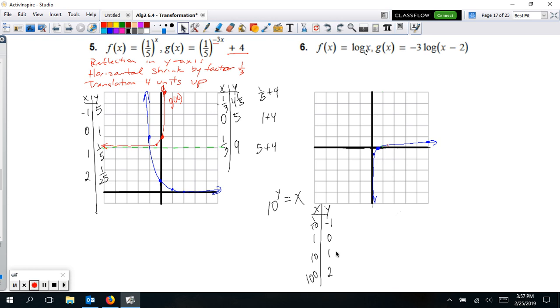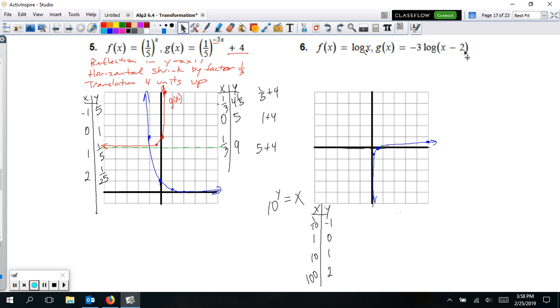If I go to 10, 1, so 2, 4, 6, 8, 10 puts me here, 1's right here. I'm not going to be getting to 100, obviously. That's going to be way out to the right. But you can go ahead and just graph that one. Remember your asymptote here. It's going to just kind of do a waterfall situation right in front of that y-axis.